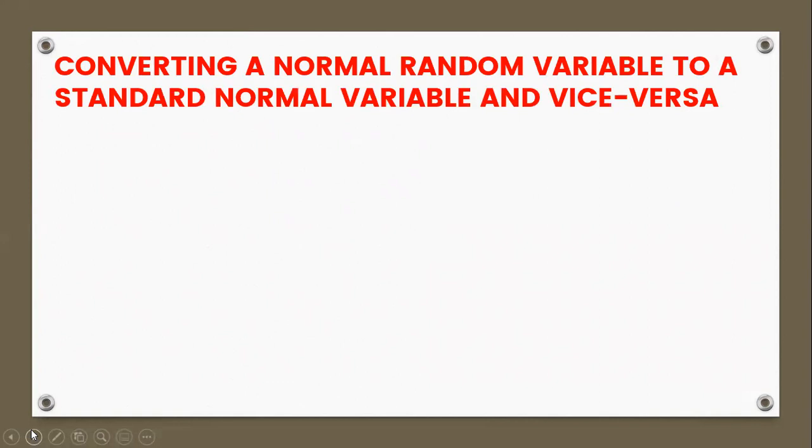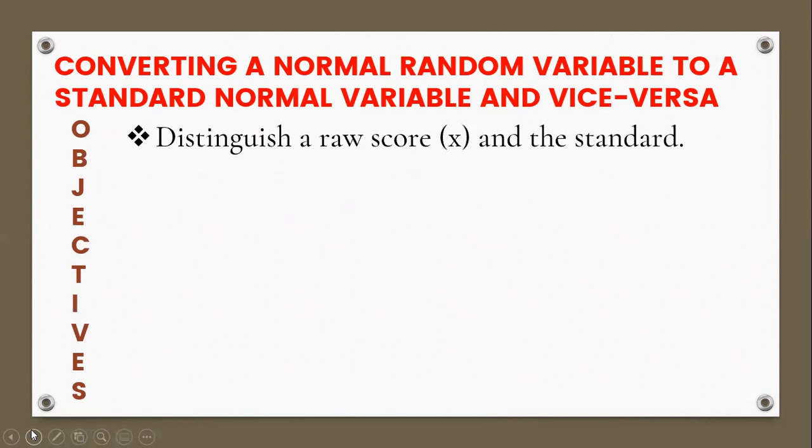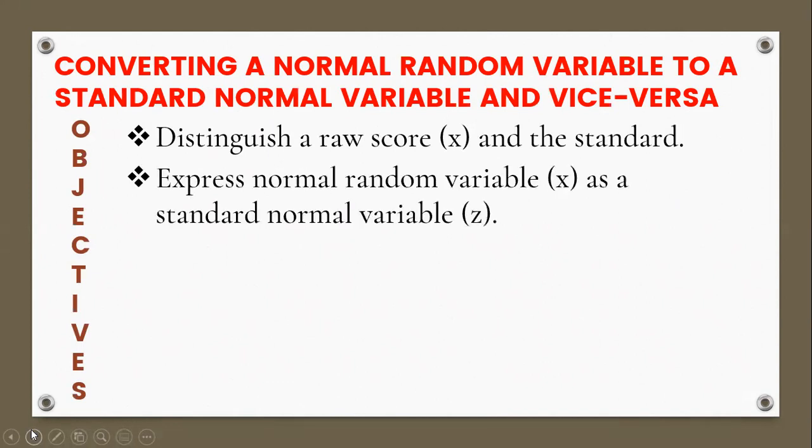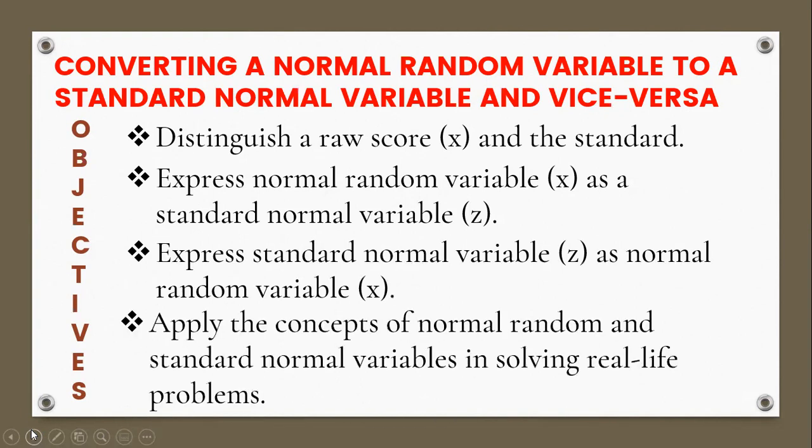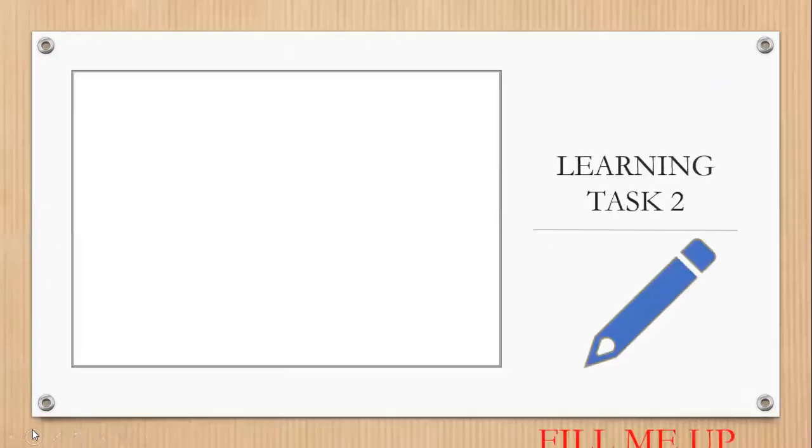Okay, next module is about converting a normal random variable to a standard normal variable and vice versa. So these are the objectives. Distinguish a raw score, and that is your x, and the standard. Express the normal random variable as a standard normal variable z, so from x to z. And express standard normal variable z as normal variable x. So we need to express from x to z and from z to x. And lastly, we need to apply the concepts of normal random and standard normal variables in solving real life problems.